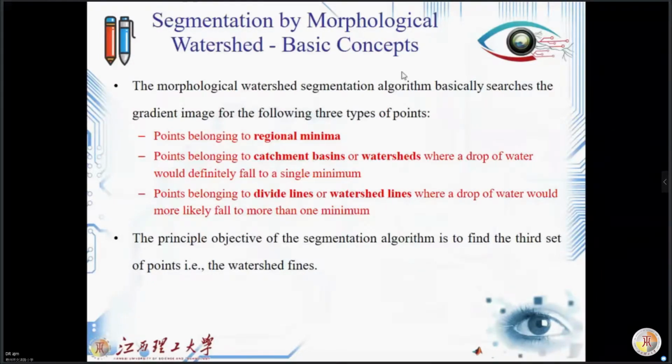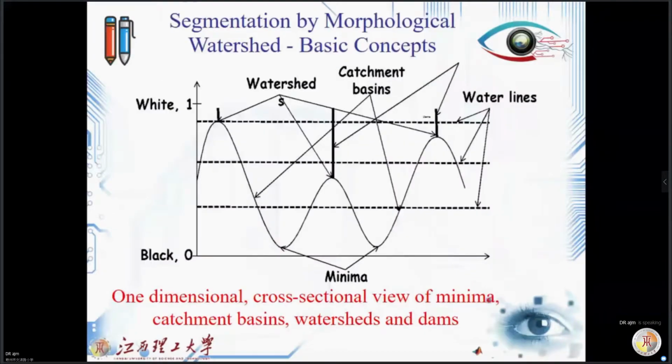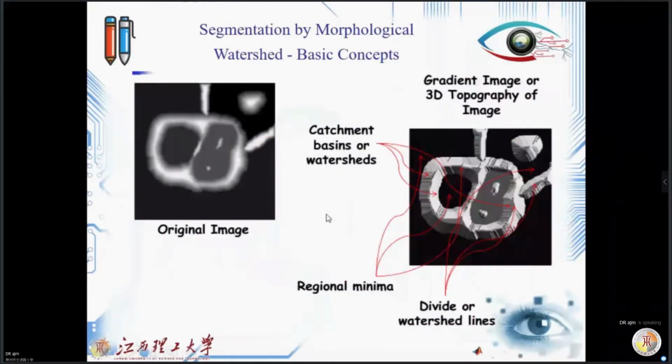Now you can see one example regarding this morphological watershed. On the left side, you will see the original, and on the right side, you will see the gradient image, the 3D topography of the image. Now you will see the catchment basin or watershed that I show in the figure. The regional minima you can see there, and then some watershed lines which divide.